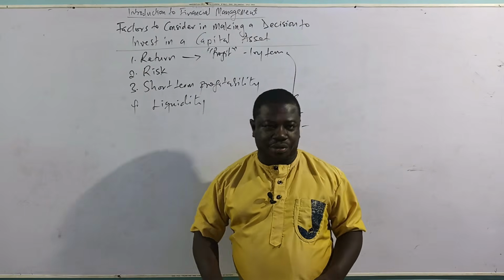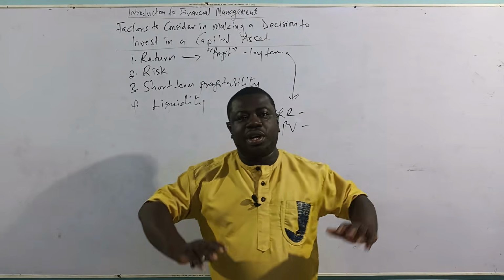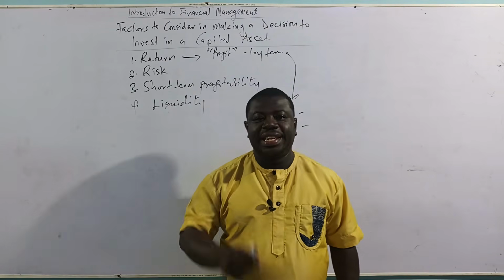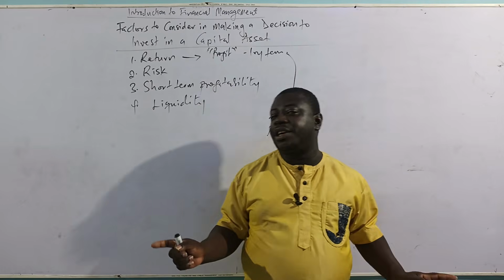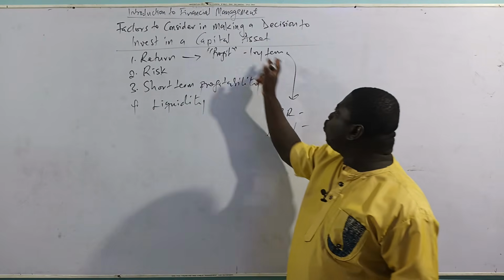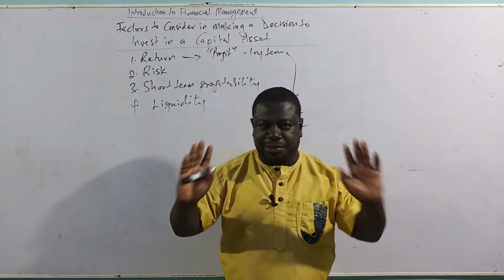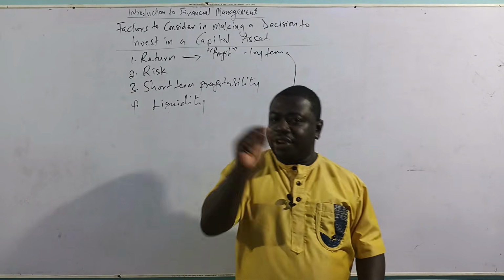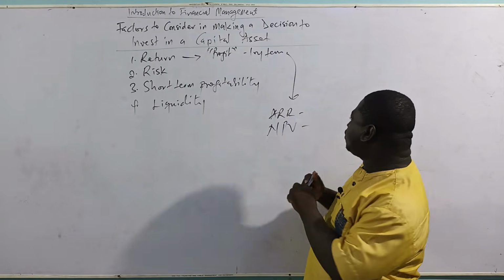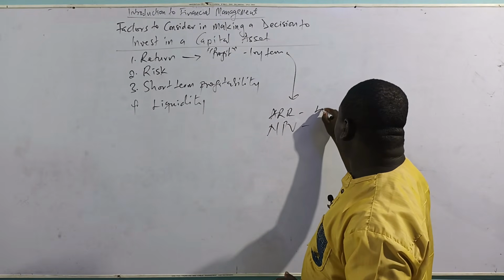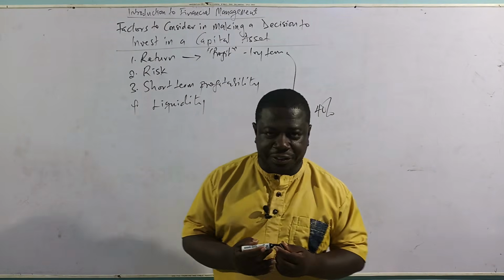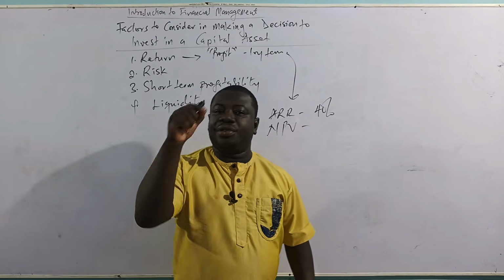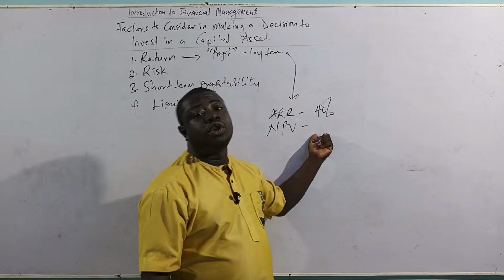Then again, you consider risk. Now, what is risk all about? Risk is the chance that the actual returns will be different from the expected returns. Now, remember that we are going to calculate a pre-defined expected return before we decide to invest in a capital asset. Let's assume that we calculated and we said that we are expecting a 40% return on the investment. So whatever money we put in, we are getting 40% as profit. Now, risk is the chance that this 40% will not occur.